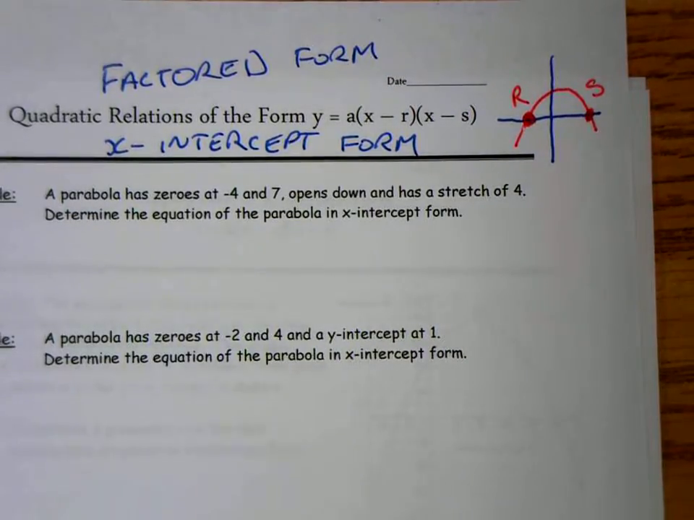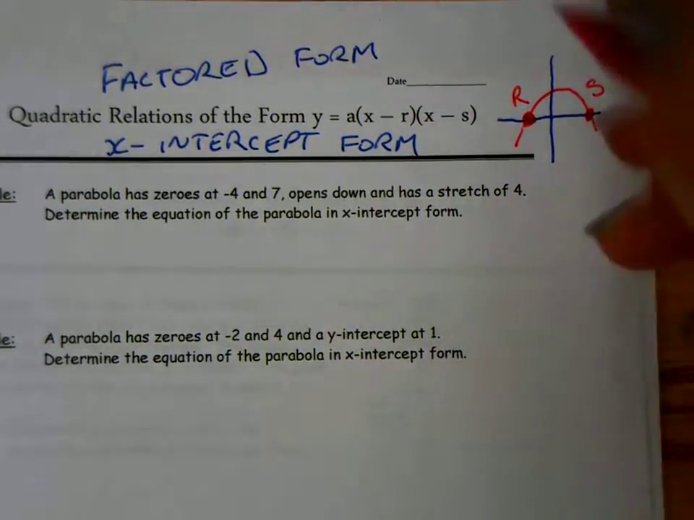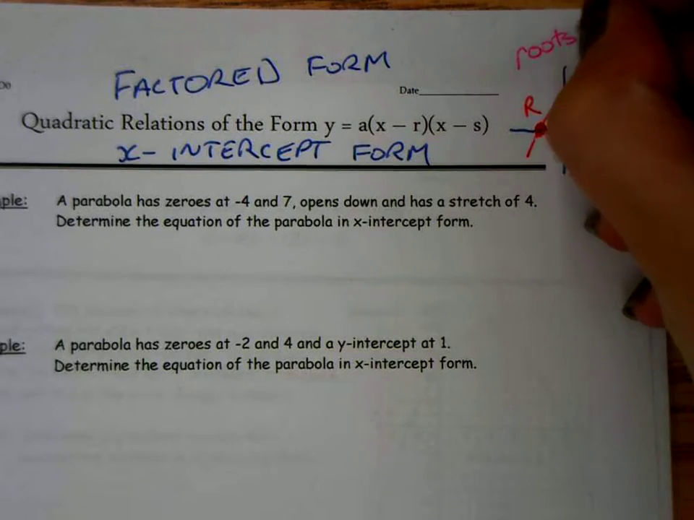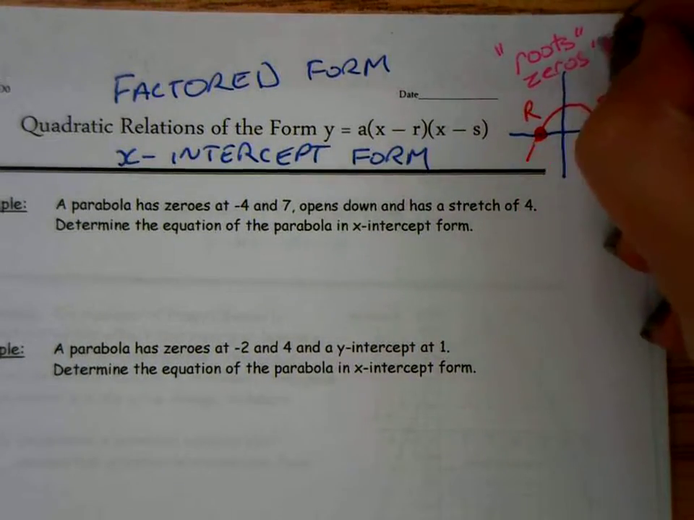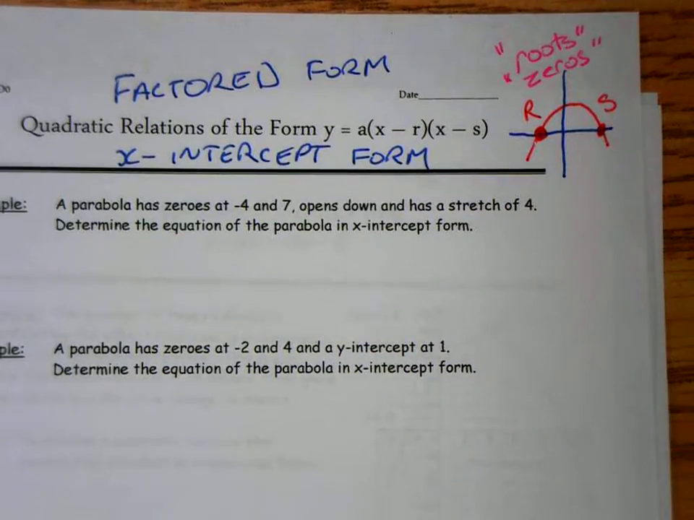These are x-intercepts. They're also called roots. The x-intercepts are also called zeros. All these words are fairly equivalent in the next few questions. Let's take a look at the first one.